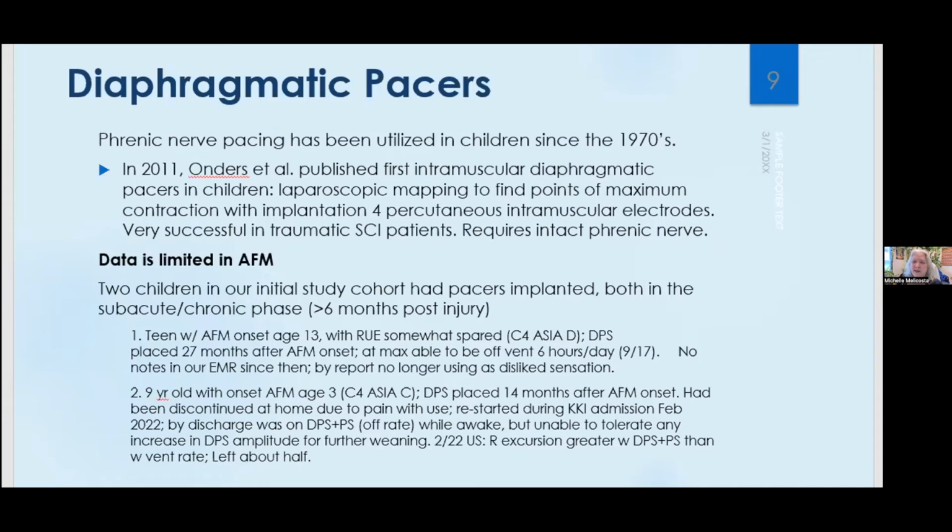The other one is a now 9-year-old who had onset of AFM at age 3, and his pacer was placed 14 months later. At his last admission, he had actually discontinued the use due to pain with the pacer firing. While he was here this spring, we actually restarted it, and that was in February 2022. By discharge, he was able to be off of his vent rate while awake. But when we attempted to increase the amplitude of the pacer further to do any further weaning of pressure, he couldn't tolerate the sensation.